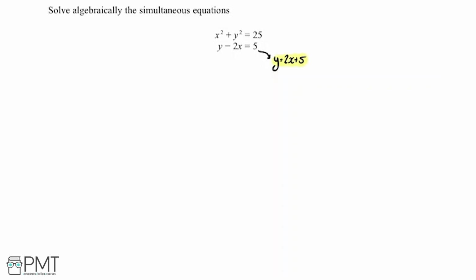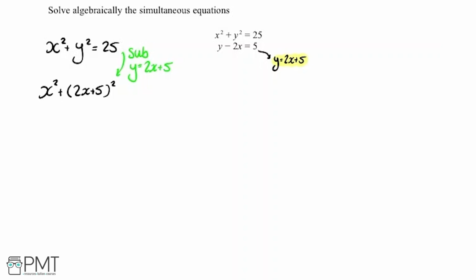So now what I'm going to do from that, I'm going to sub this value of y, 2x plus 5, into this equation at the top, eliminating the y. So you'll see how that works in a second. So we've got x squared plus (2x plus 5) all squared equals 25. So now this is great. We've got our first step ready. We've eliminated the y, and we've just got a single variable, x. Now we can solve the equation for x.